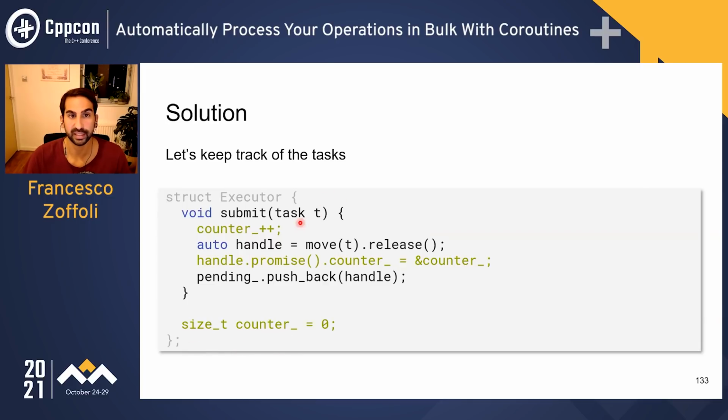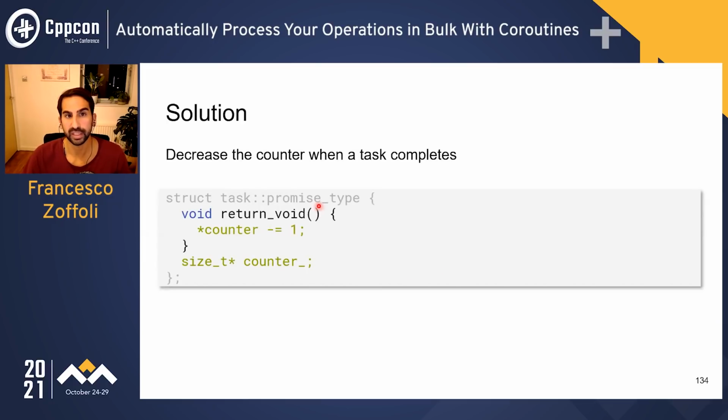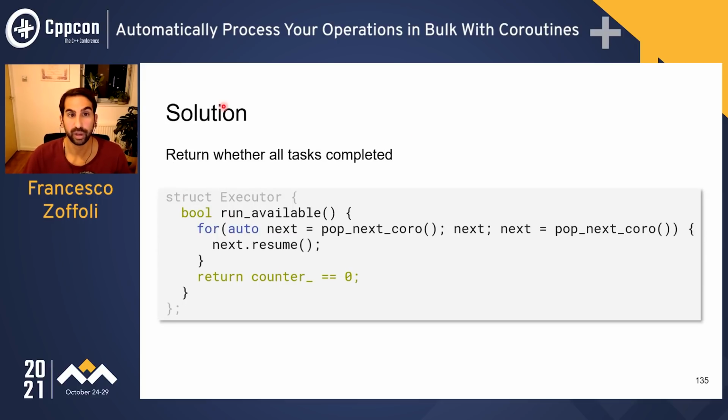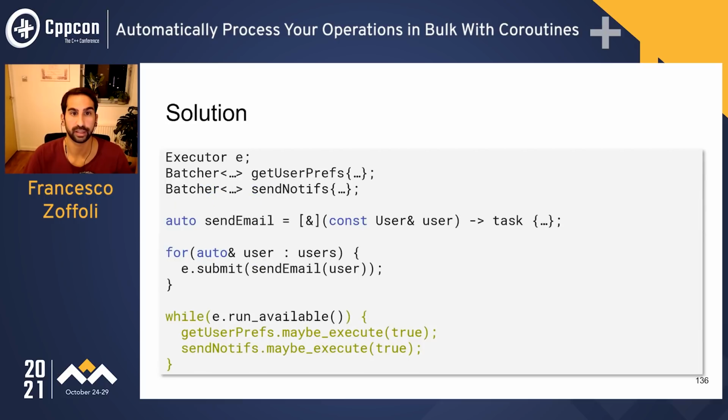And when the tasks start, we are going to increment this counter. We're also going to pass a pointer to this counter to our promise type. In our promise type, we have the pointer to the counter. And when we complete, so we change return void, we're going to decrement it, returning -1. Finally, we are going to change run available to actually return whether we executed all the tasks.